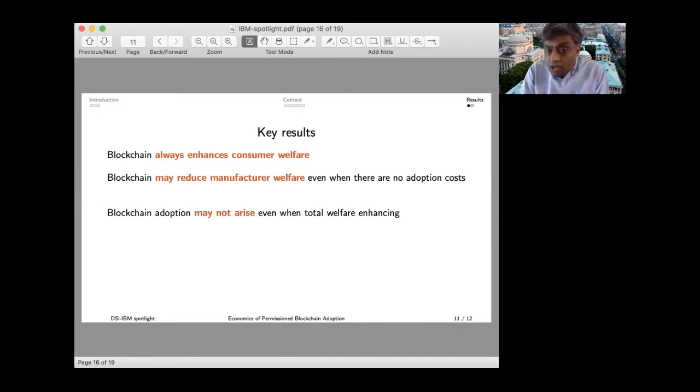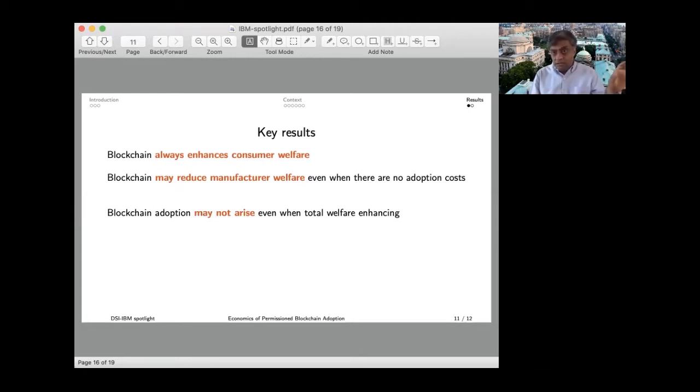Blockchain adoption may not arise in equilibrium, even when the total welfare of the entire society is positive. And this happens because manufacturers make the decision of adopting the blockchain or not. Most of the benefit happens to consumers. So even though the society benefits, it doesn't make sense for the manufacturers to adopt the blockchain.